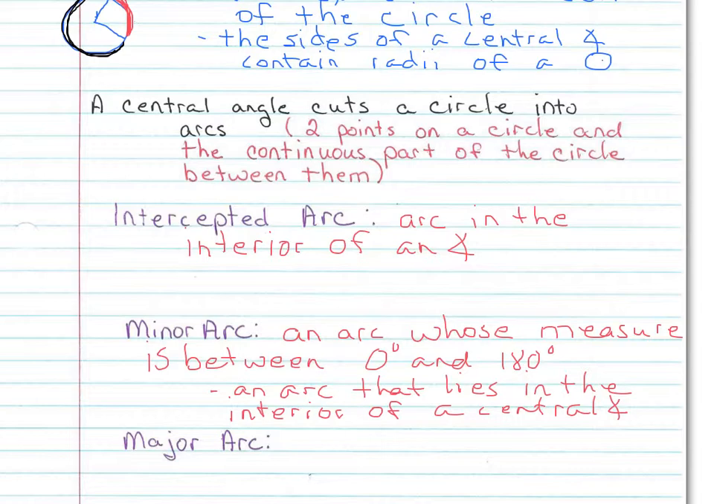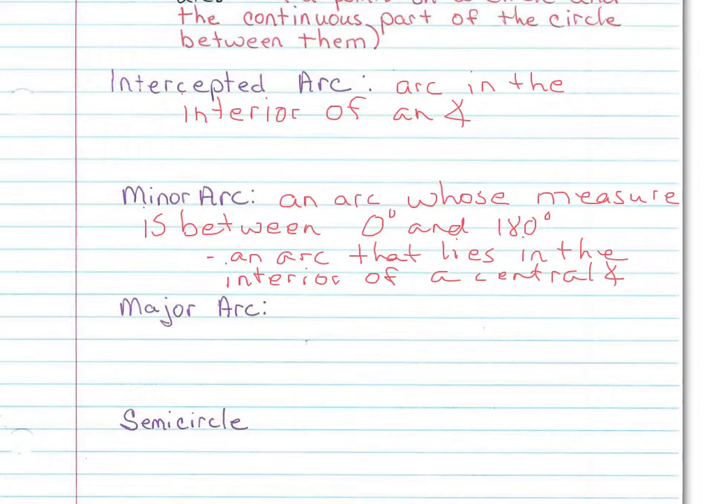Why do you have two definitions for the same exact arc? Because it can be defined in those two ways. A major arc is an arc whose measure is between 180 and 360. Then what's a 180? 180 degrees is like a line. It would be a semicircle.